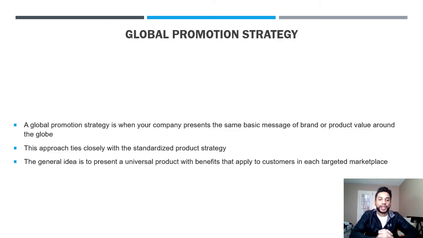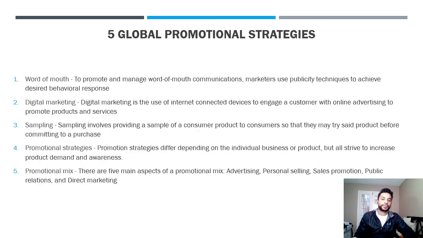Global promotional strategy is basically the same thing. It's a promotional strategy where your company presents the same basic message of the brand or product value around the globe. Literally anything that you're doing within your home country, all the marketing and advertising, you're basically doing the same thing around the world.